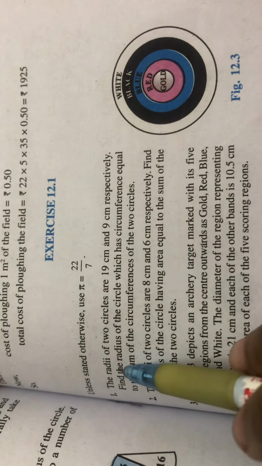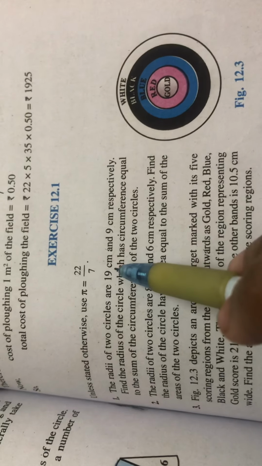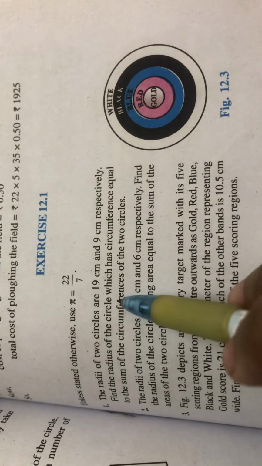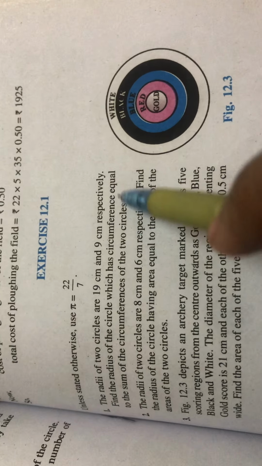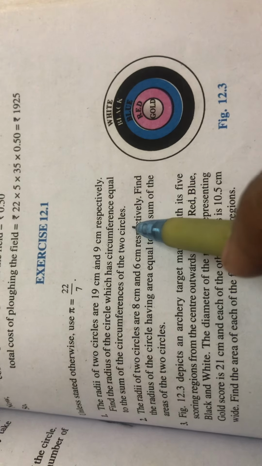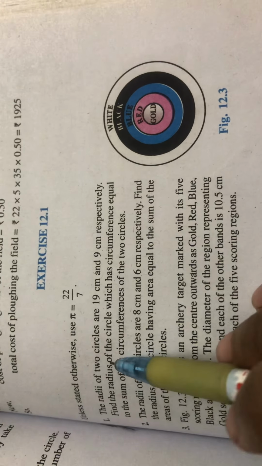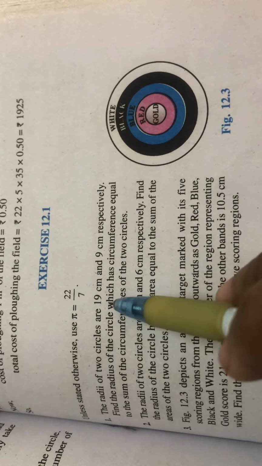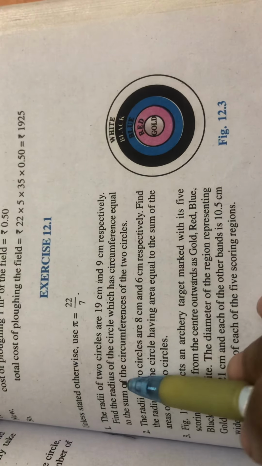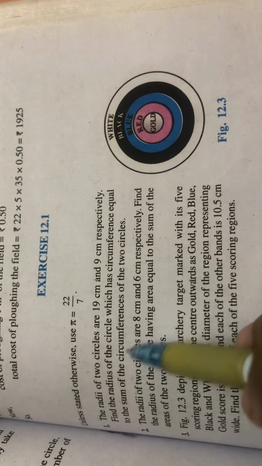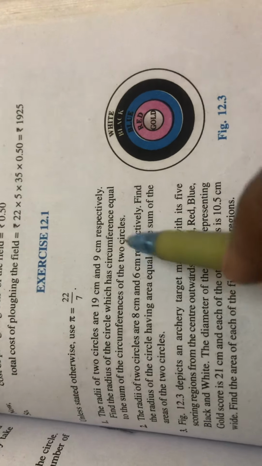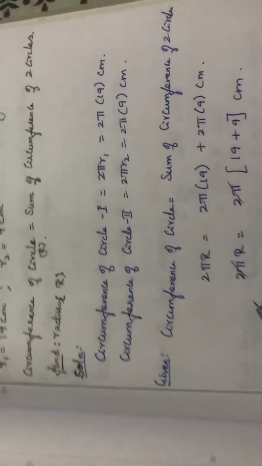First sum: the radii of two circles are 19 centimeter and 9 centimeter respectively. Find the radius of the circle which has circumference equal to the sum of the circumferences of the two circles. So, what information is given? Two radii are given. The first circle is 19, the second circle is 9. And you are going to find the radius of the circle whose circumference equals the sum of the circumferences of the two circles.